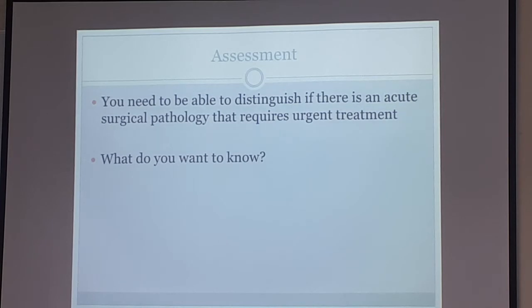So you need to be able to distinguish if there is an acute surgical pathology in that patient compared to someone where there isn't, and the reason for that is that you need to decide whether you need to get a surgeon involved, whether that person's going to need an operation or not.